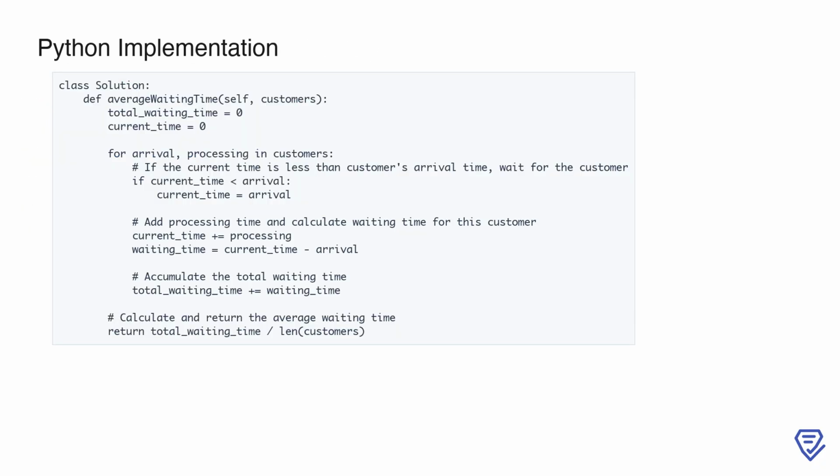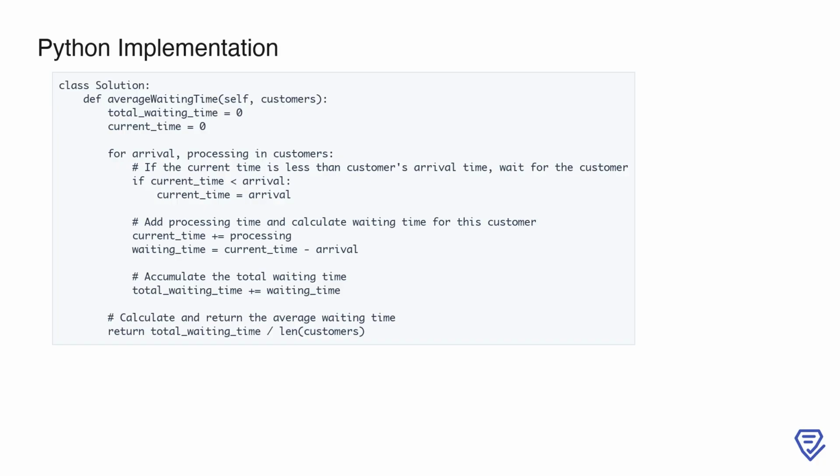This code solves LeetCode problem number 1701, average waiting time. The function average waiting time calculates the average waiting time for a list of customers, where each customer is represented as a pair of arrival time and processing time. We start by initializing the total_waiting_time to 0 and current_time to keep track of the system's time. These variables will accumulate the total waiting time and manage the system clock, respectively.